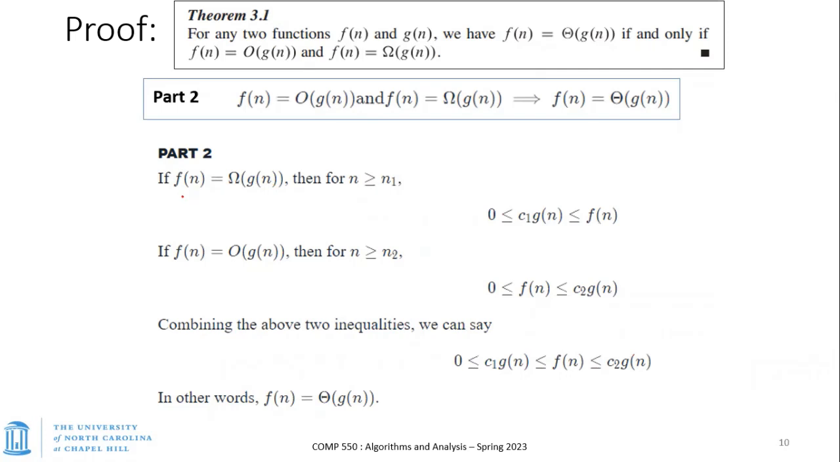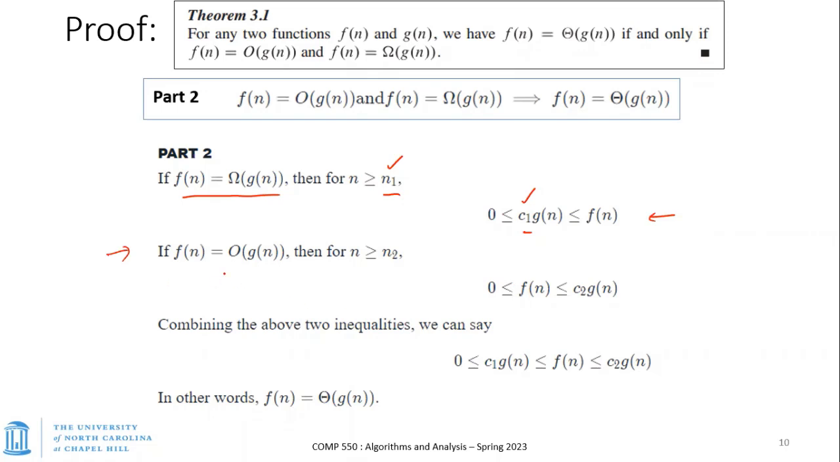Okay, so this is saying that if F is omega of G of n, then we know that there exists some n1 and c1 such that this is true. We take specific values so that we can differentiate between the n and the c in the later part. So by the definition of omega, we're saying that 0 is less than or equal to C1 G of n is less than or equal to F of n for some n1 and some C1.